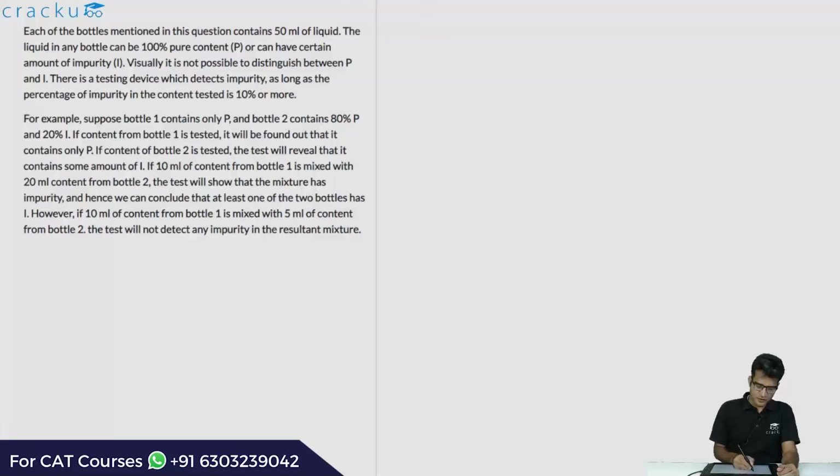In this question, we are told that there are some bottles and each of them contains 50 ml of liquid. They can be either 100% pure or they can contain some impurity. We are told that once some testing is done, if you take some samples from some bottles and do testing, if the percentage of impurity is greater than 10%, then it will detect impurity. If it is not greater than or equal to 10%, say the percentage impurity is 8%, then the test will not detect any impurity. Now let us go ahead and answer the questions that follow.